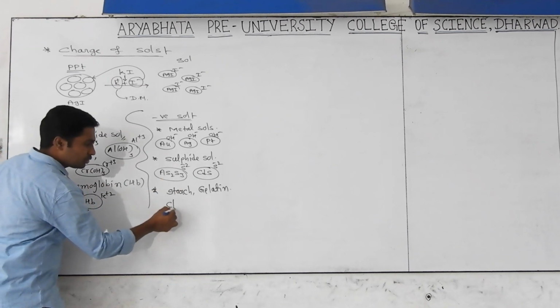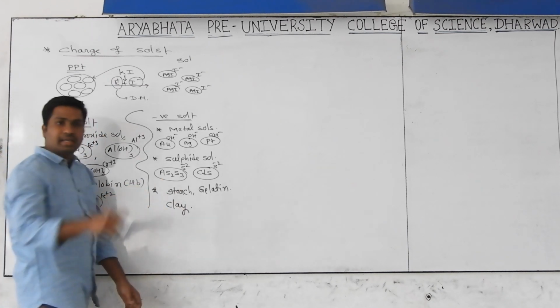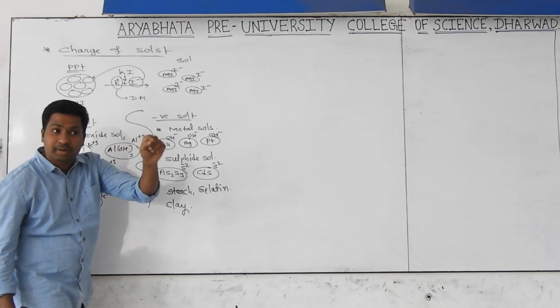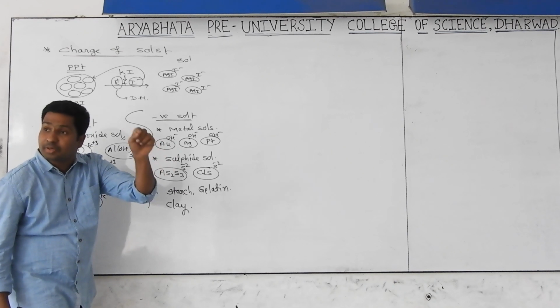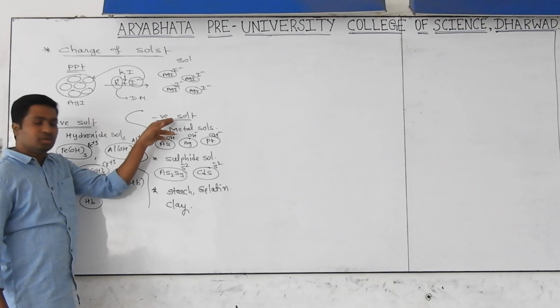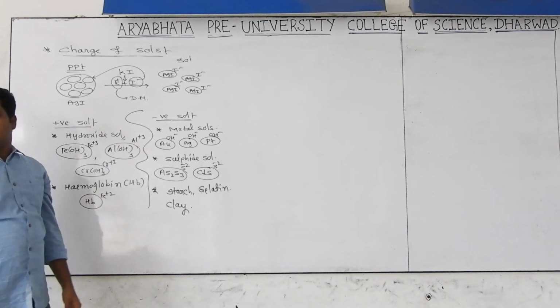And I want to tell one more thing, clay. If you take clay, in that clay there will be water particles dispersed in the water. What happened? The particles are acting as colloidal particles, but those colloidal particles are carrying negative charge. So these are negatively charged sols.